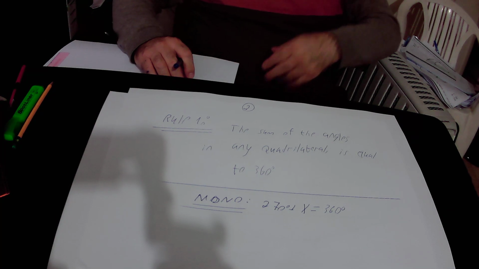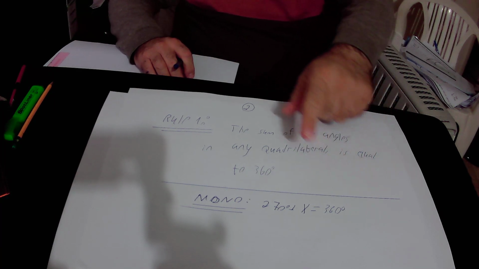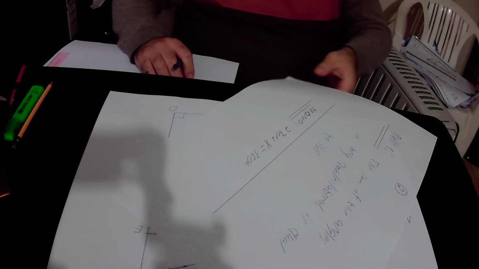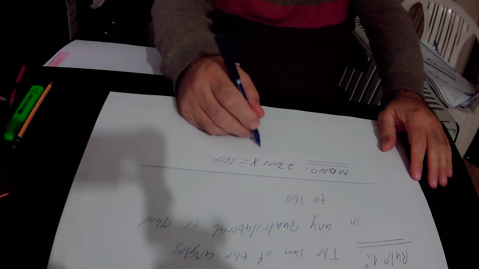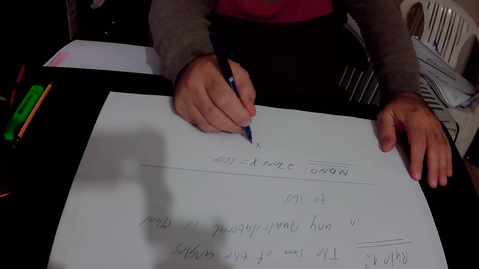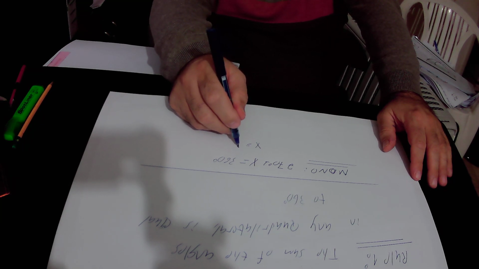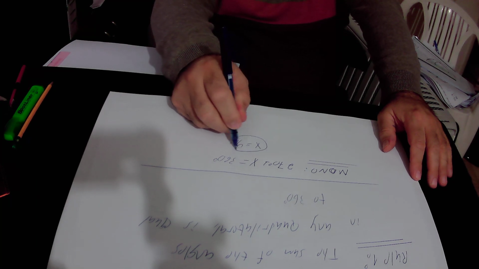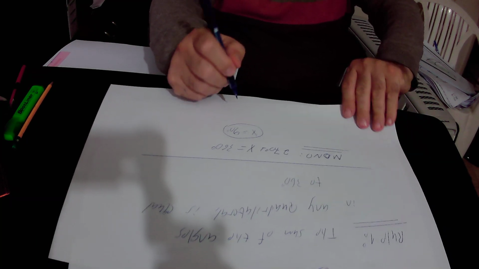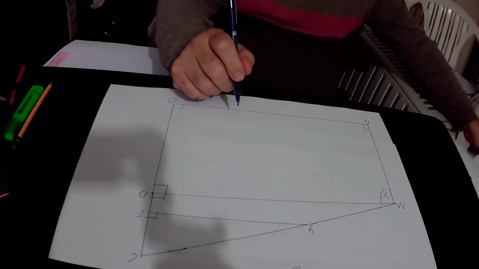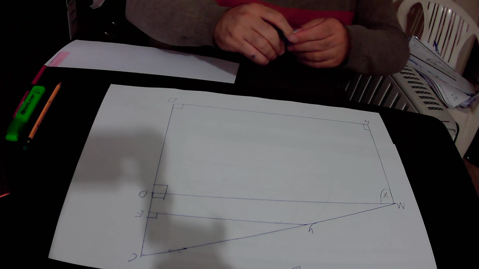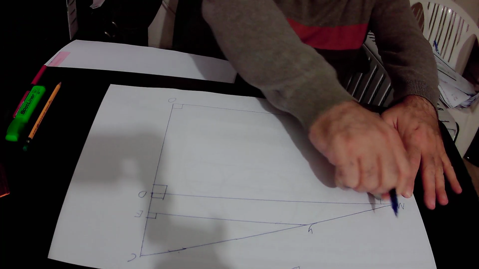So here we will subtract 270 degrees from this equality, and we will get that angle X equals 360 degrees minus 270 degrees. It is actually 90 degrees. So we found out that angle X is a right angle, it equals 90 degrees. So we write here that angle X is a right angle, it equals 90 degrees.